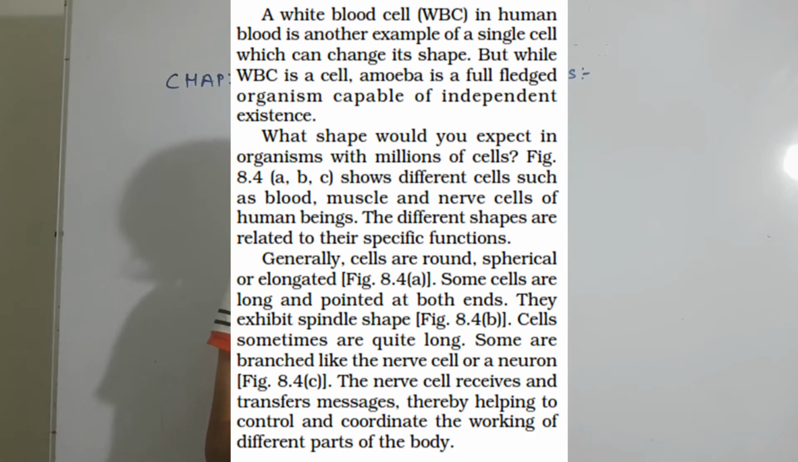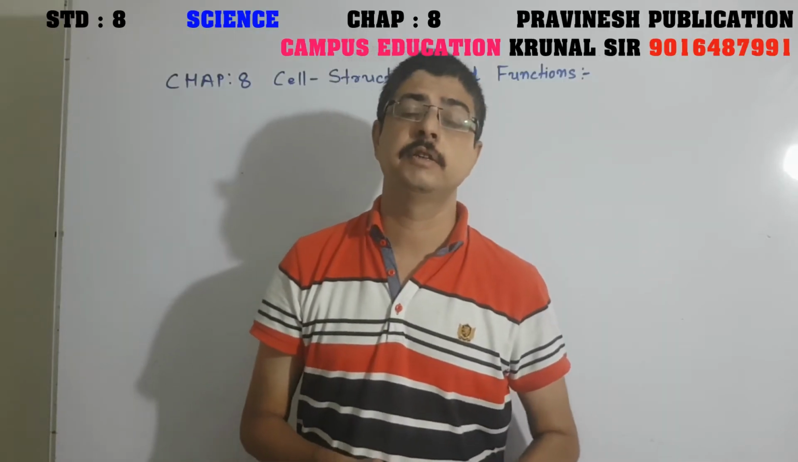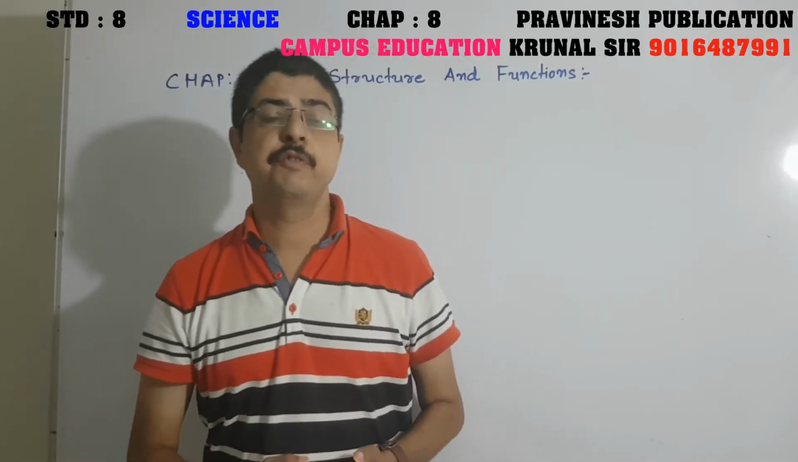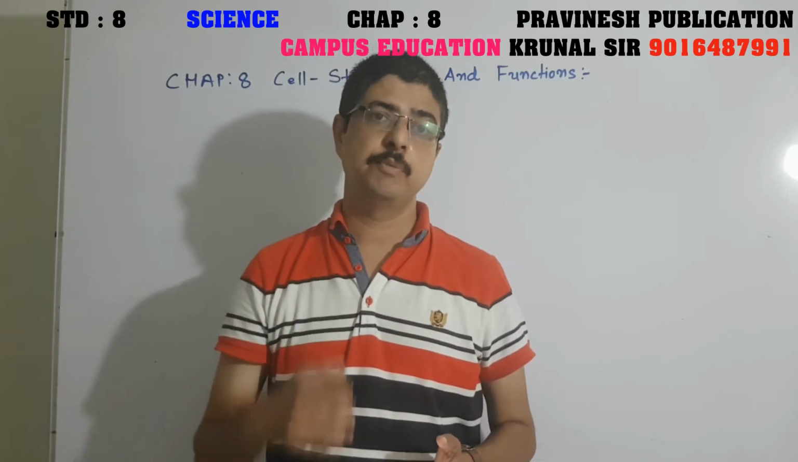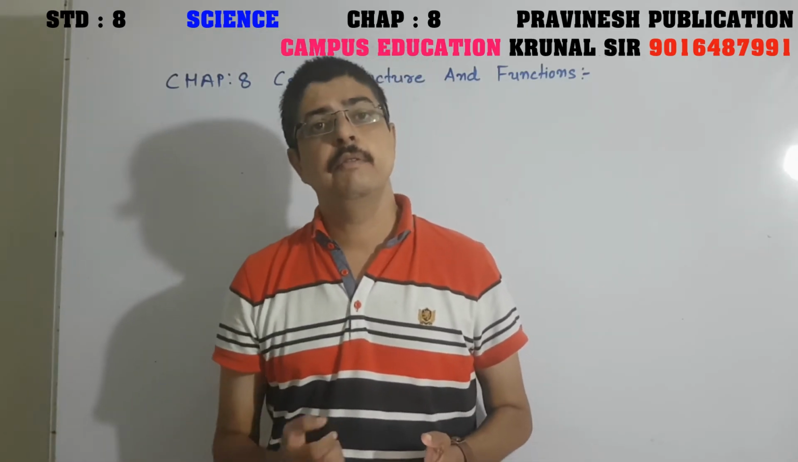The nerve cells receive and transfer messages, thereby helping to control and coordinate the working of different parts of the body. Here, friends, in the diagram on your screen, you can see three diagrams A, B and C. A is a spherical red blood cell of humans, B is a spindle shaped muscle cell, and C is a long branched nerve cell. Here, friends, nerve cells are very important. Whatever information we acquire from outside the body has to reach the brain so that our brain can function.